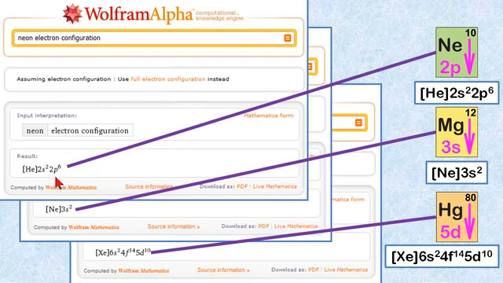Here's how we can check our work. We can go over to Wolfram, we can type in neon electron configuration, and we'll get the results for helium plus the electron configuration, exactly as we just got. We can do the same for magnesium and the same for mercury.